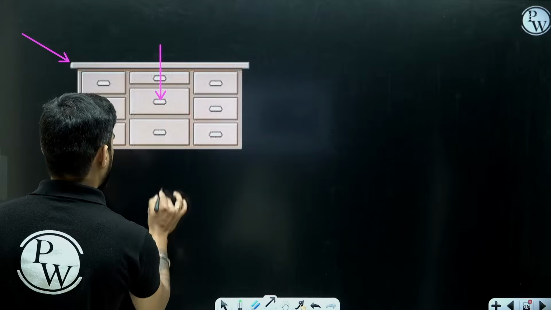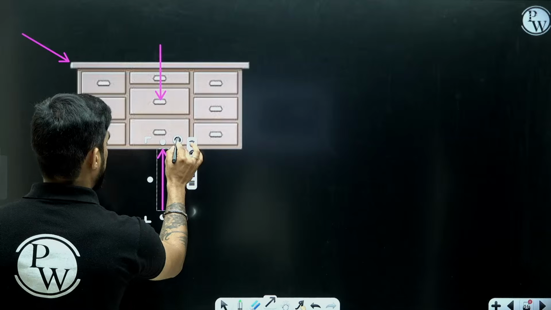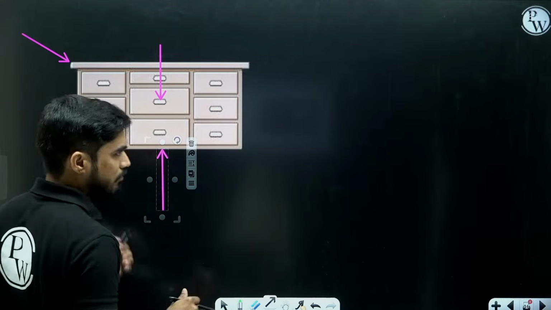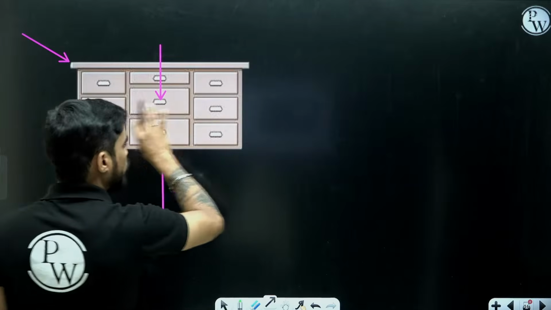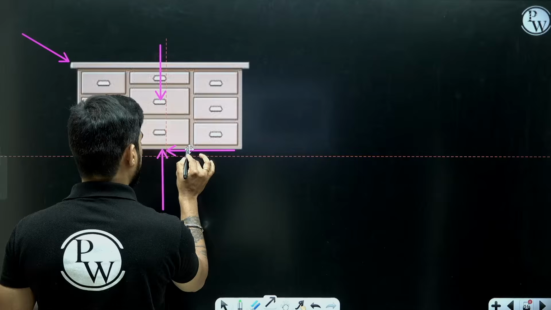There will be a normal force from the bottom, and we are trying to move this dresser towards the right side. By applying a force like this, we are trying to move it towards the right. So the friction force will be towards the left.